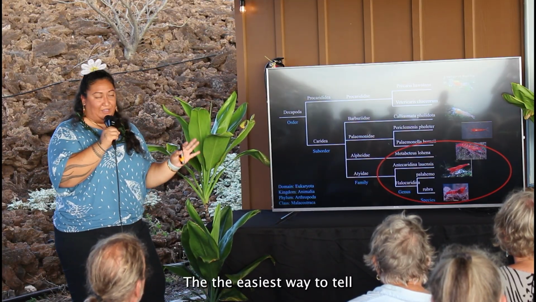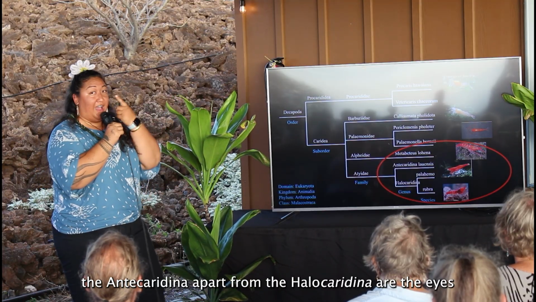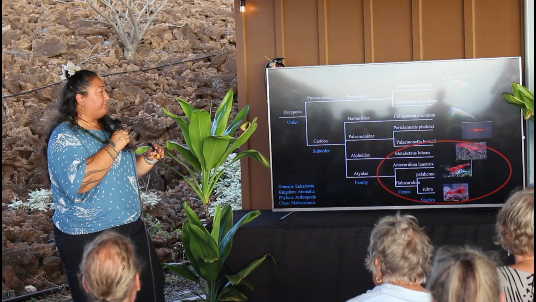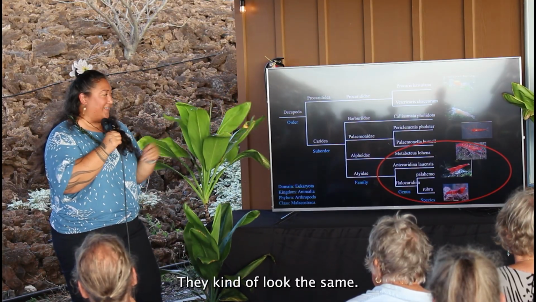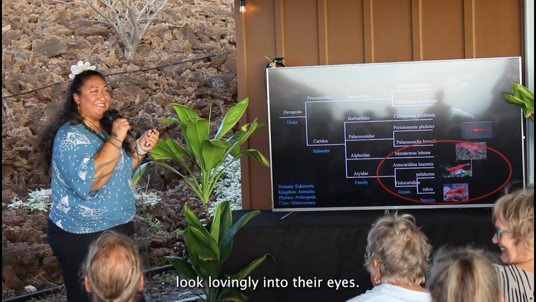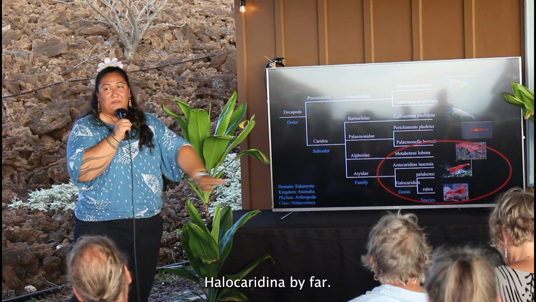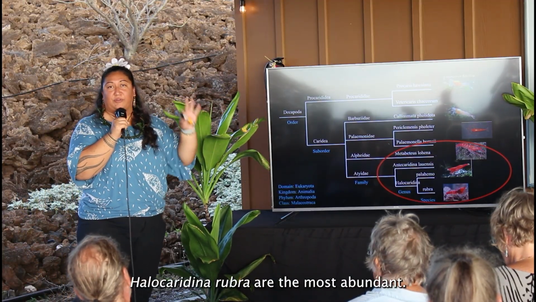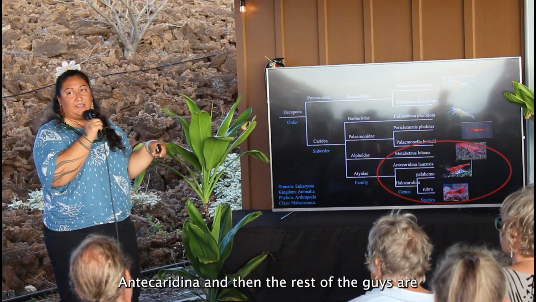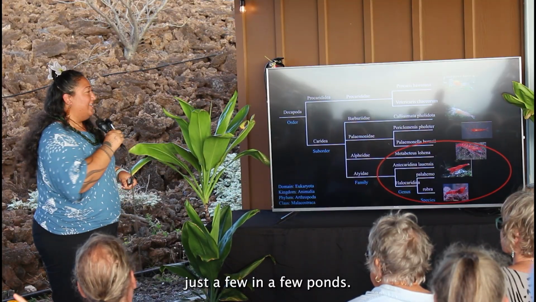The easiest way to tell the Antecaridina apart from the Halocaridina is the eyes. Antecaridina have white eyes, Halocaridina have black eyes. They're about the same size. They kind of look the same. So you've got to get really, really close and just stare at their eyes. Just look lovingly into their eyes to tell the difference between them. But Halocaridina rubra are by far the most abundant, probably followed by Metabetaeus and then Antecaridina. And then the rest of the guys are just in a few ponds.